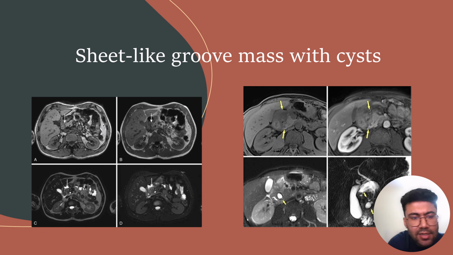These are axial T1 and T2 weighted images on MR. These show sheet-like groove masses with cystic spaces.